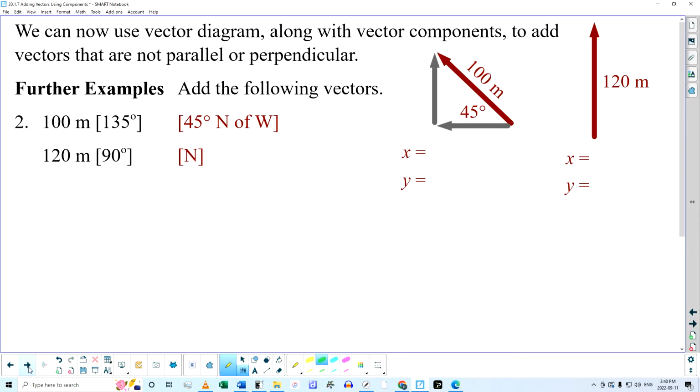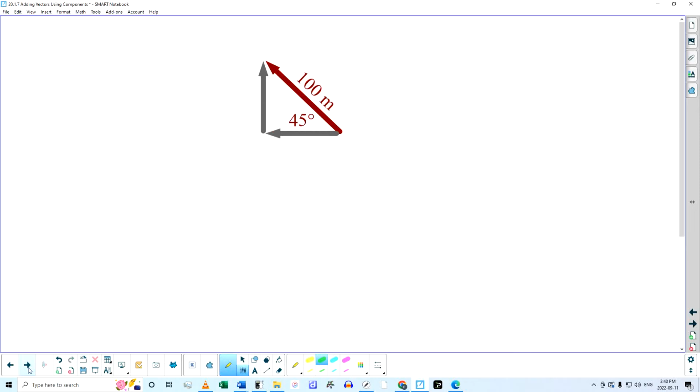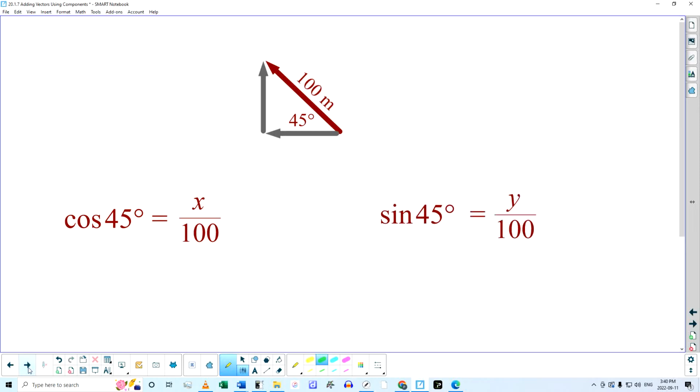If we want to find those two components, we just take a trip back in time to Math 10. You're trying to find the two sides of this right angle triangle, so to find x, which is the horizontal component, use cos of 45 equals x over 100. To find y, you can use sine of 45 equals y over 100. It's not a math class, but I'm going to point out to you that cosine of 45 and sine of 45 are the same number. So I'll give you a minute to solve for x and y there.